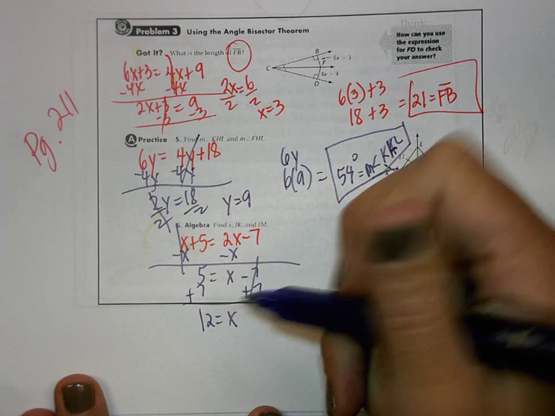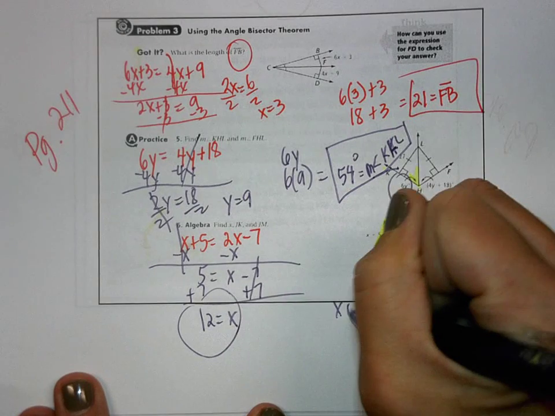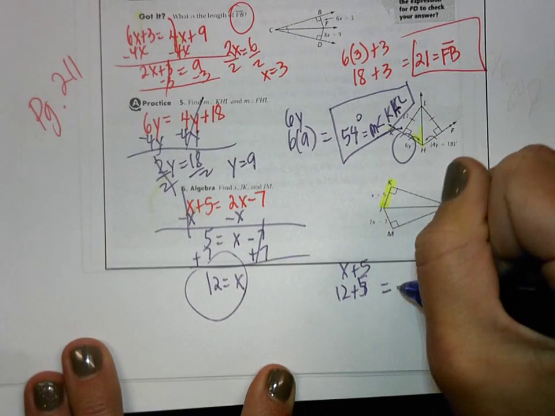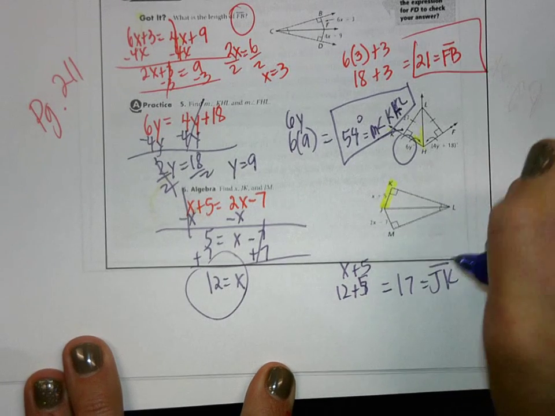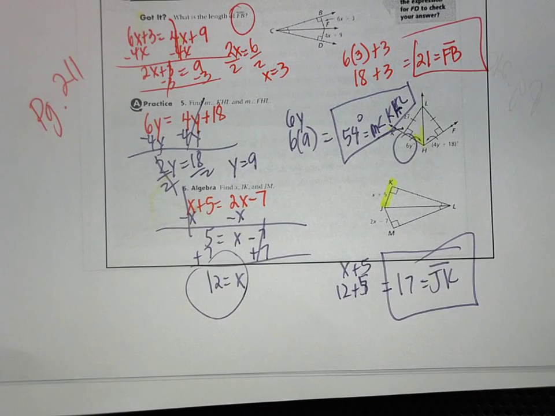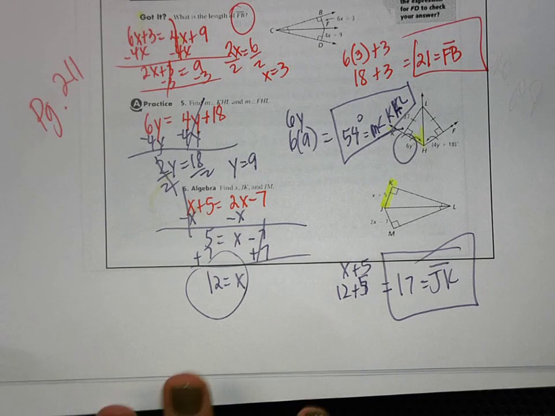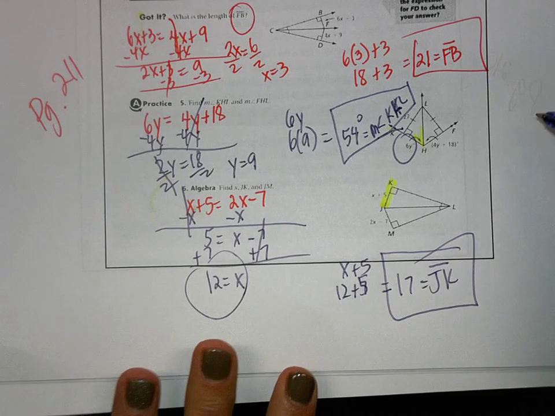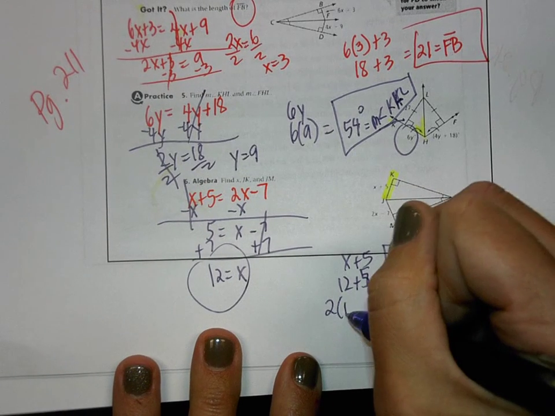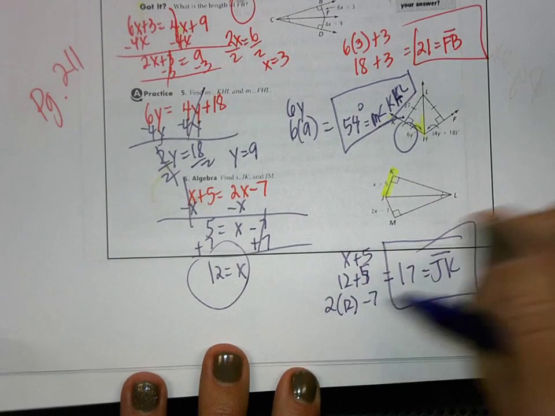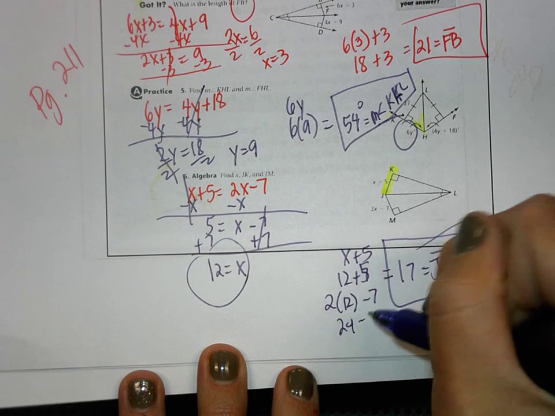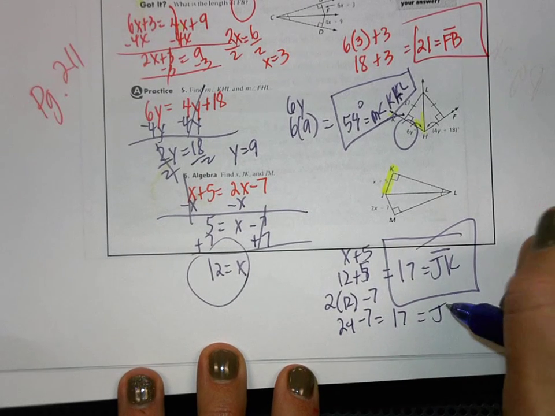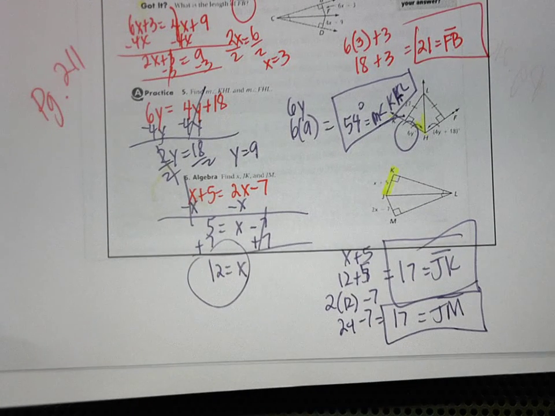So for JK, we plug it in. We have x plus 5. So 12 plus 5 equals 17 for JK. And we also need to find JM. Do you think it's going to be the same answer? It should be equal. And so let's try it out. So if I go 2 times 12 minus 7, what is 2 times 12? And 24 minus 7 does equal 17. So 17 is JM. Any questions?